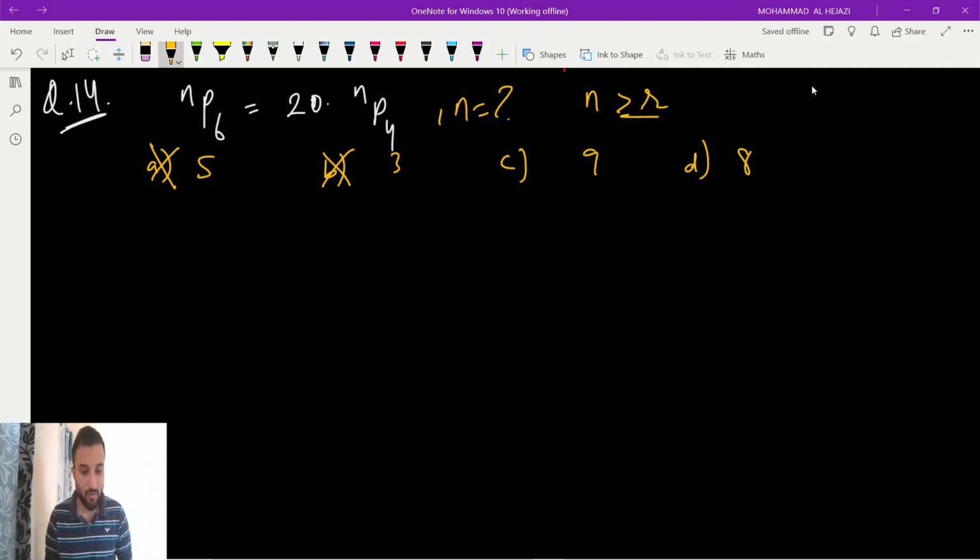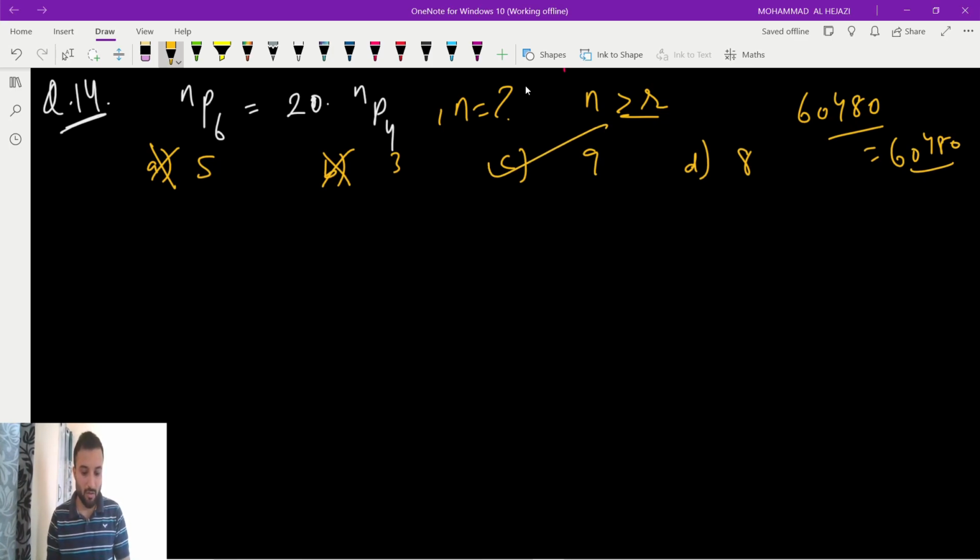So it will become 60480. And 20 into 9P4. 9P4 means 9 factorial till 4 steps. Then we will get 3024 into 20, which is 60480. For both we are getting this. So the answer is 9. Okay, now we will go for the next question.